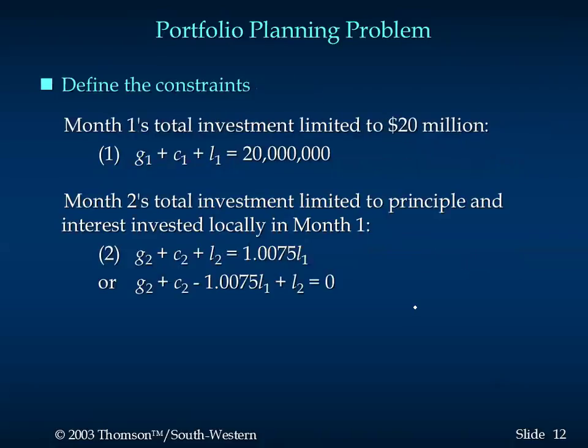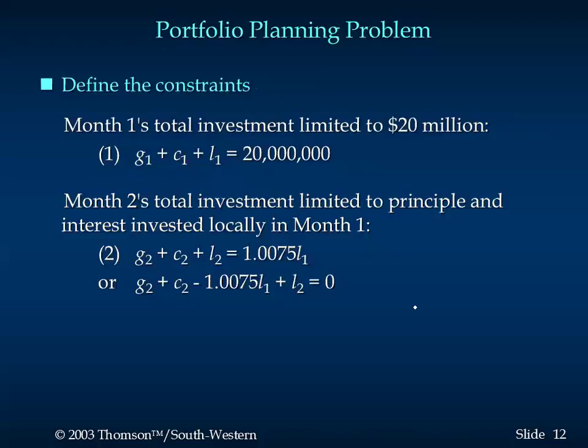Now the first constraint: we take our $20 million and invest it in the first month in G1, C1, and L1. So G1 plus C1 plus L1 must be equal to 20 million. Right? You take that money, there's no point keeping it aside. It can earn interest through one of these loans. Now what happens in the next month?